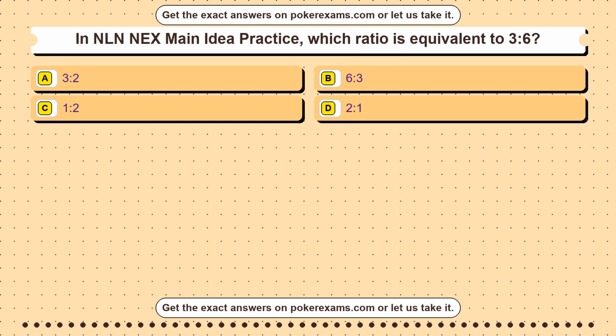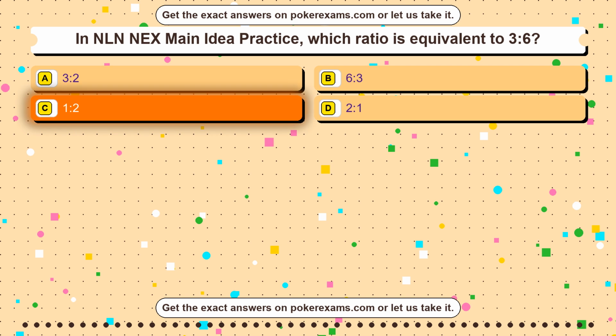Question 3. In Get History practice test, which number solves x - 4 = 9? Option A, 13. Option B, 36. Option C, 5. Option D, 9. The correct answer is option A.